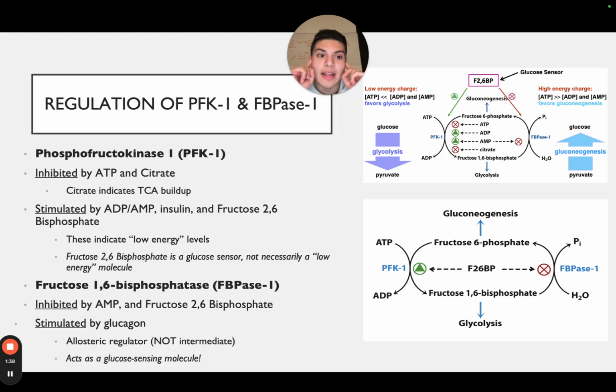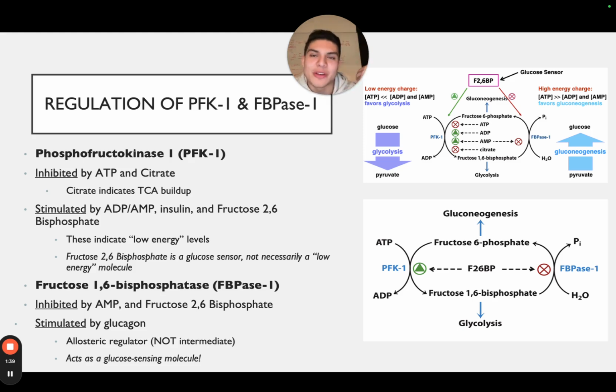With PFK1 and FBPase1, for glycolysis and gluconeogenesis, we're talking about energetics. We are not talking about glucose. PFK is glycolysis. The only time we need glycolysis to occur energetically, not glucose concentrations, is when we're in low energy states. We need to develop energy. We need glycolysis to happen. So what's going to stimulate it? ADP, AMP. Those are low energy molecules. It's telling the cell we need glycolysis to occur. We need energy. We need to harness it from the glucose. So that's what stimulates it. And in PFK, glycolysis is inhibited by ATP and citrate.